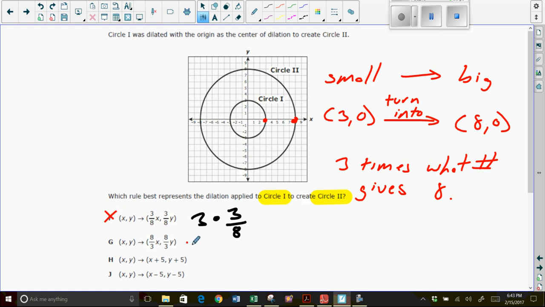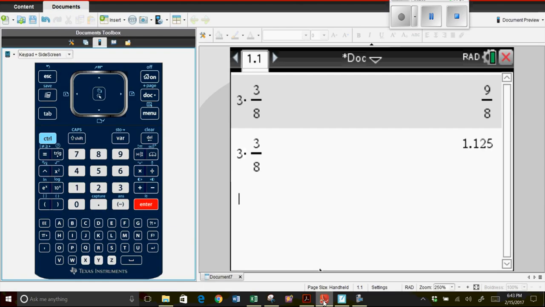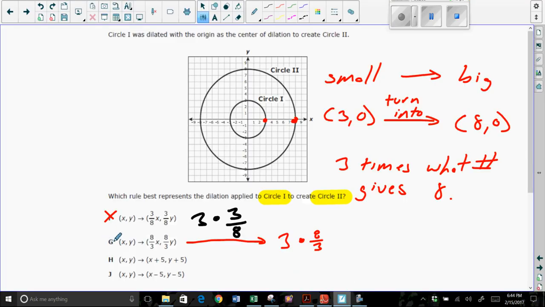Now we'll go to letter G. On letter G, I want the 3, so the 3 that I'm working with times my scale factor of 8/3. I'm going to multiply that and see if I get an answer of 8. So 3 times 8/3 in my calculator. I get an answer of 8. That is the correct answer. That is my correct scale factor. So my answer ends up being letter G.